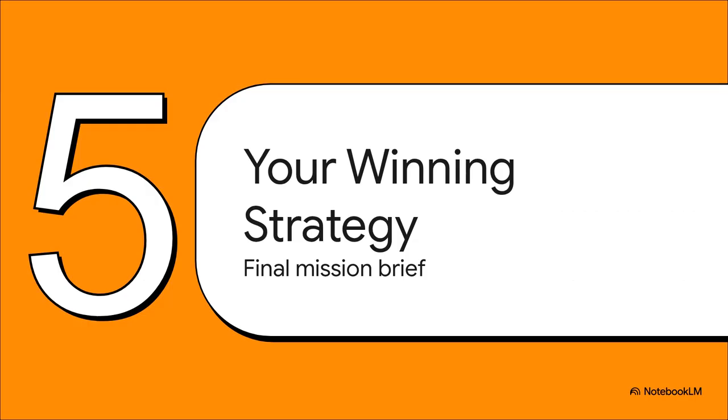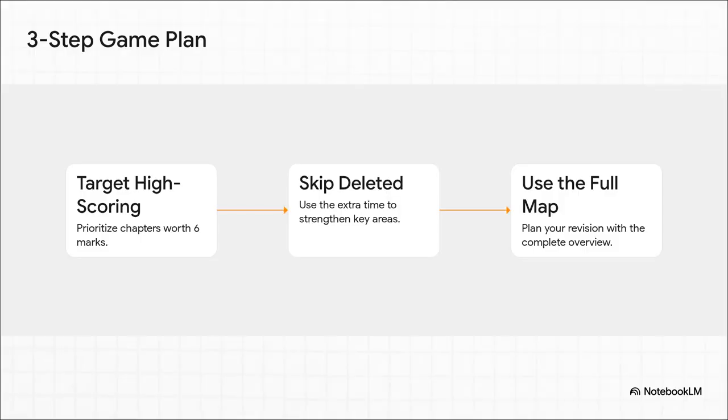So we've covered a lot of ground. Let's pull it all together into your winning strategy. Consider this your final mission brief before you head into battle. It all boils down to 3 simple, powerful steps. Step 1, go after those high-scoring zones. Make those 6-mark chapters your absolute priority. Step 2, don't even think about the deleted topics. Just skip them. Use that extra time to get even better at the important stuff. And finally, step 3, use that full chapter map we just looked at to plan out your study schedule.